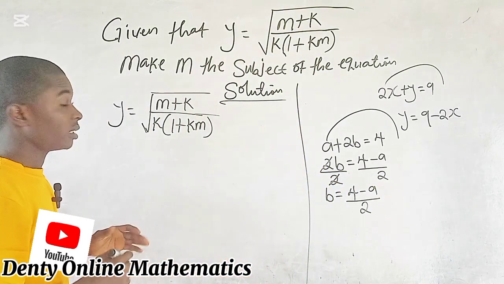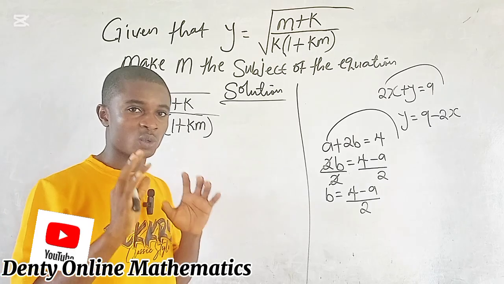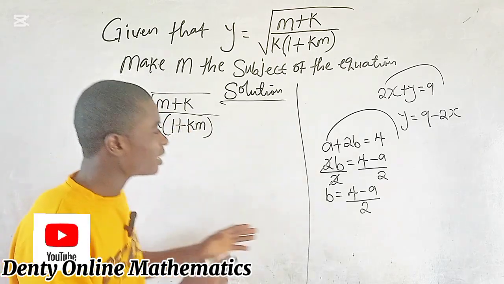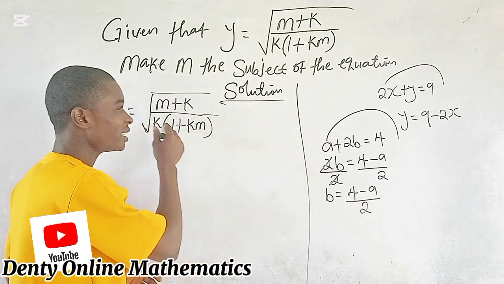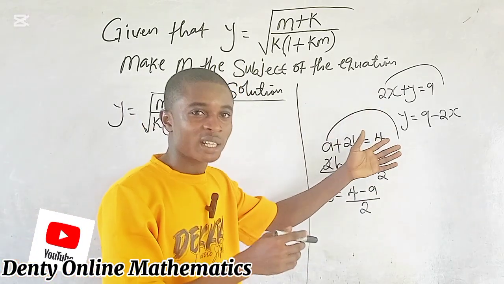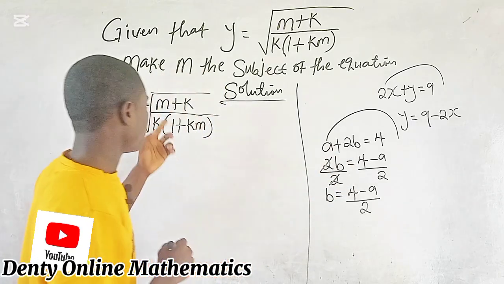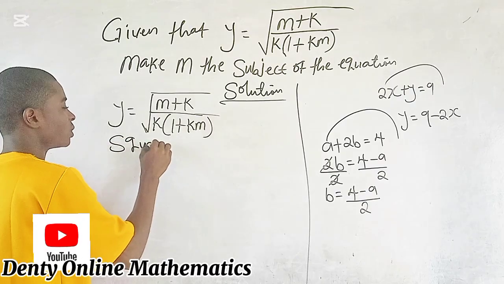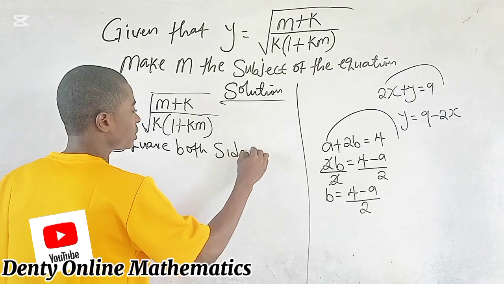Now, the first thing you have to do when you're making something the subject is always look at how it is. If you look at this one, it's not the same thing as this one, because of the square root sign you're seeing; there's no square root there. So the first thing you have to do is remove that square root. And in order to remove the square root, I will have to square both sides.